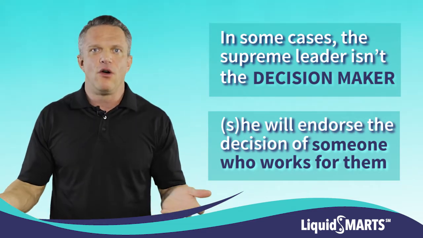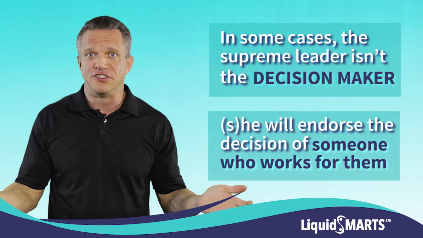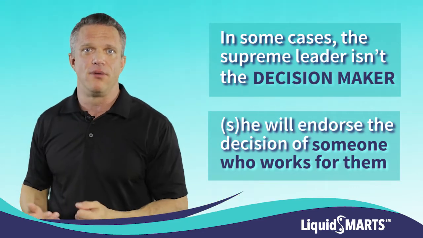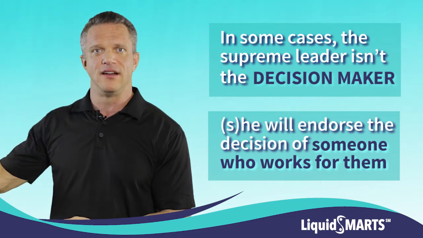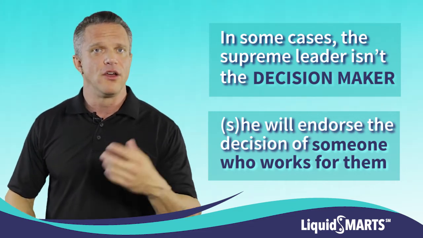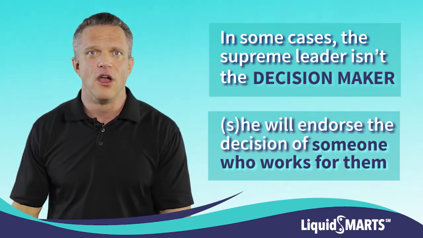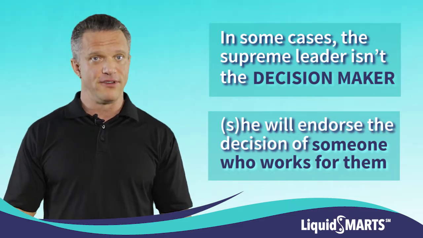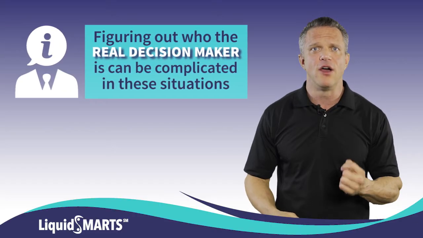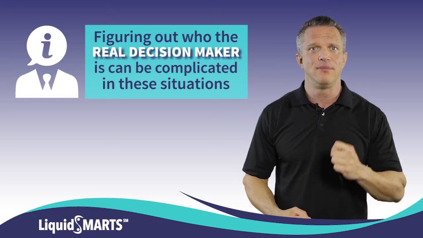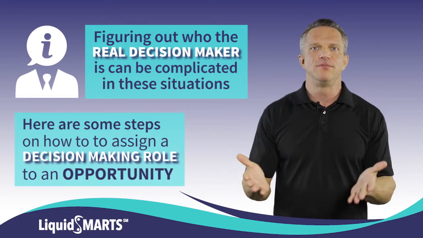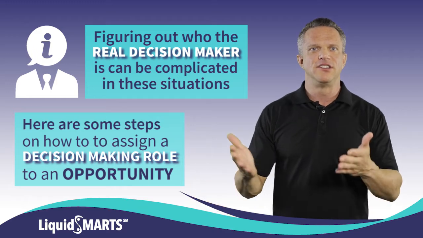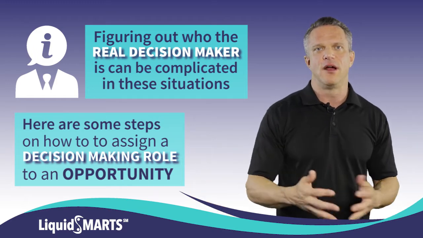For example, if the owner wants something that he or she doesn't understand much about, a specialist could be brought in. This could even be an outsider, like a consultant. And we got lessons on how to deal with those sorts of people. It could also be someone who's using the product, or someone who has the full faith and confidence of the owner. Figuring out who the real decision maker is can be complicated in these types of situations. So here are some simple steps based on a way to assign decision-making roles to an opportunity.